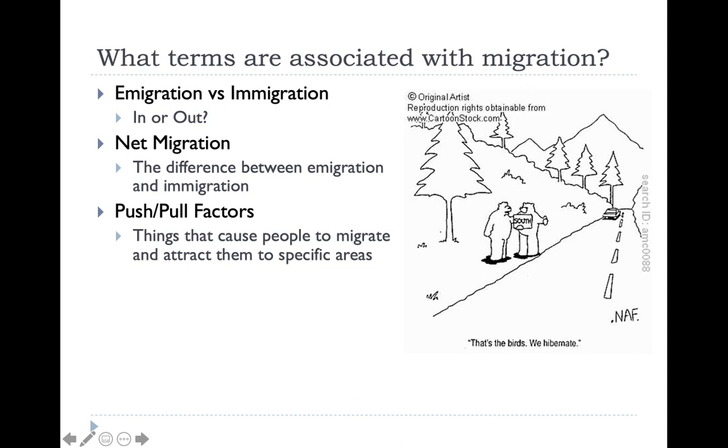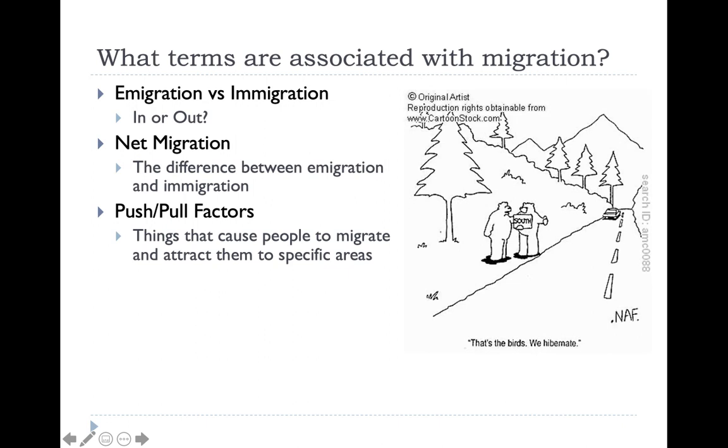There are two different types of migration in which we look at emigration versus immigration. Emigration is when people are leaving a country or they are exiting a country. Immigration is when people are coming into another country or entering.